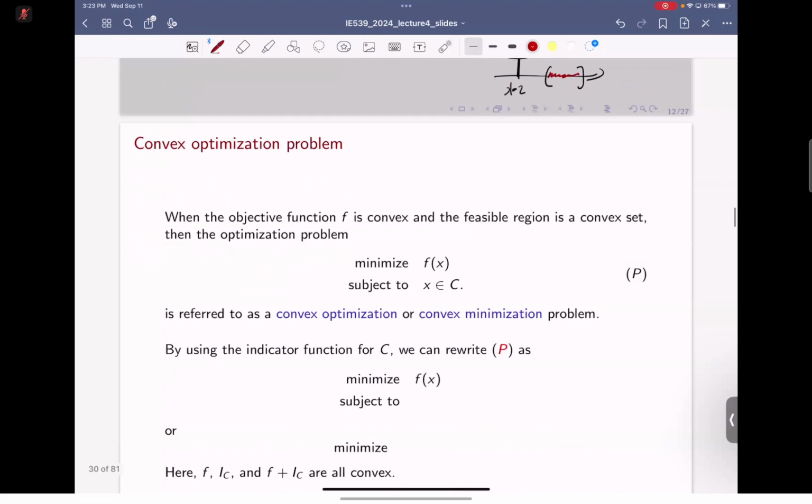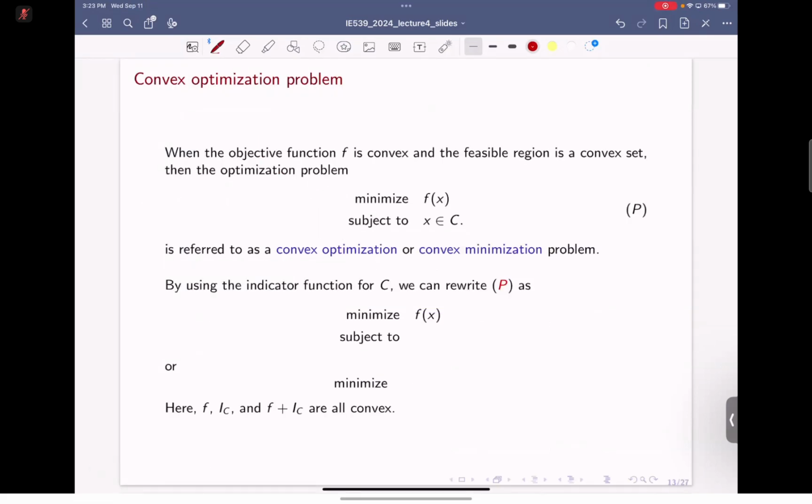Okay. So we just talked about optimization basics, and then what is a convex optimization problem? Well, we defined convex functions and convex sets, and if you have a convex function as the objective and a convex set for the feasible region, then you have a convex optimization problem. You take a convex function and you have to minimize it. If you have a convex function but it's a maximization problem, then that is not a convex optimization problem. Great.